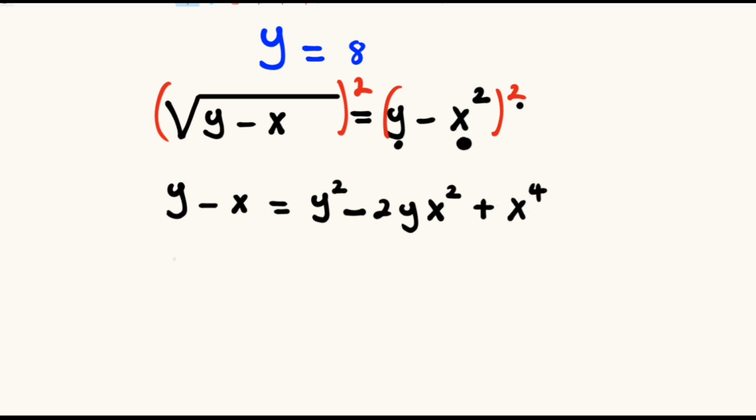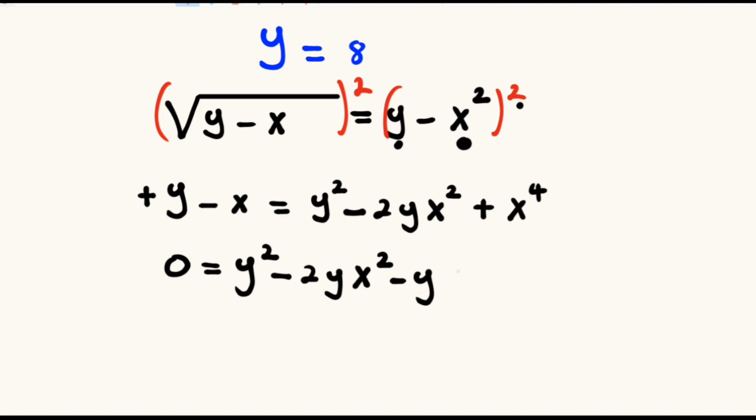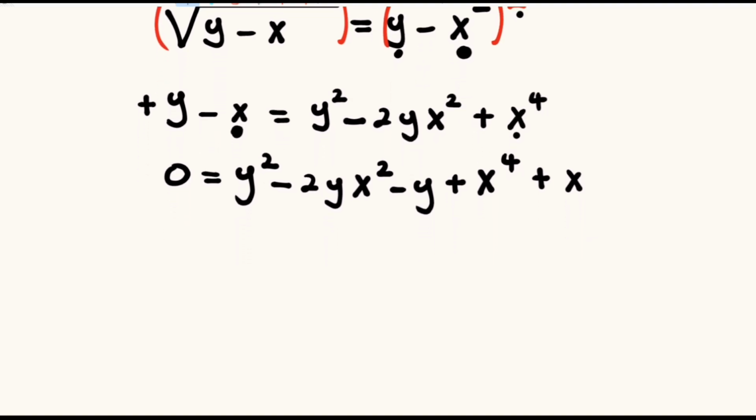Taking the terms on the left hand side to the right hand side, we have y squared minus 2y multiplied by the x squared. When the positive y jumps the equal sign, it will change sign to negative y, and we still have the positive x to the power 4. And the negative x, when it jumps the equal sign, it will be positive x. The highest exponent of the x is 4, but the highest exponent of the y is equal to 2. We have a quadratic equation in y.